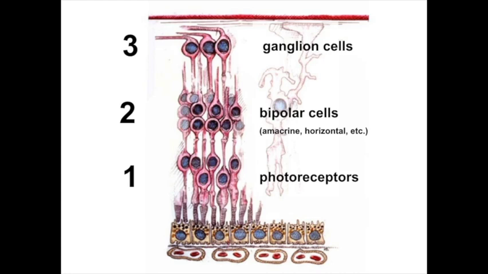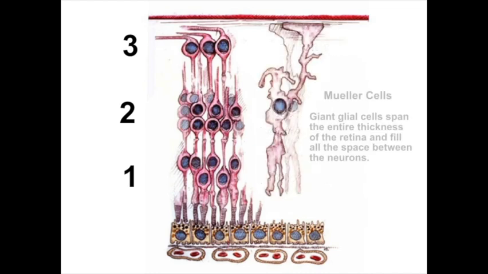The ganglion cell axons extend to the lateral geniculate body in the thalamus of the brain. The giant glial cells of Mueller span the entire thickness of the retina and fill the spaces between the neurons. The internal limiting membrane is the basement membrane on the footplates of the Mueller cells.